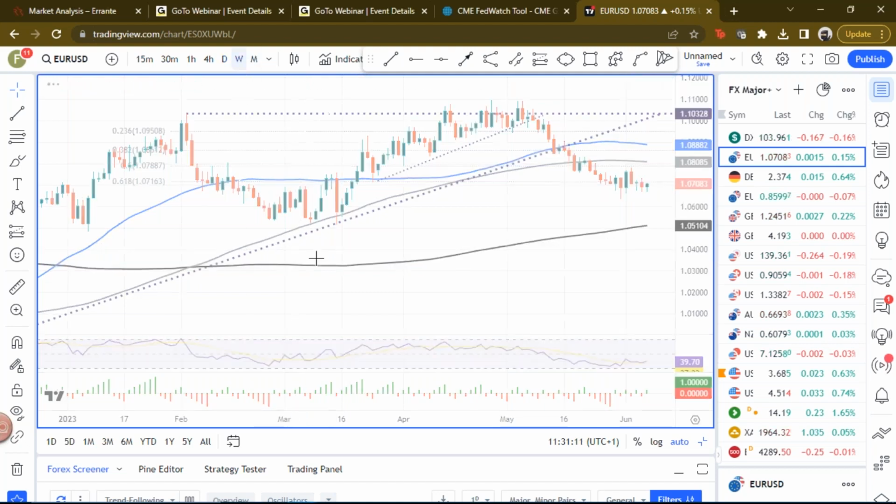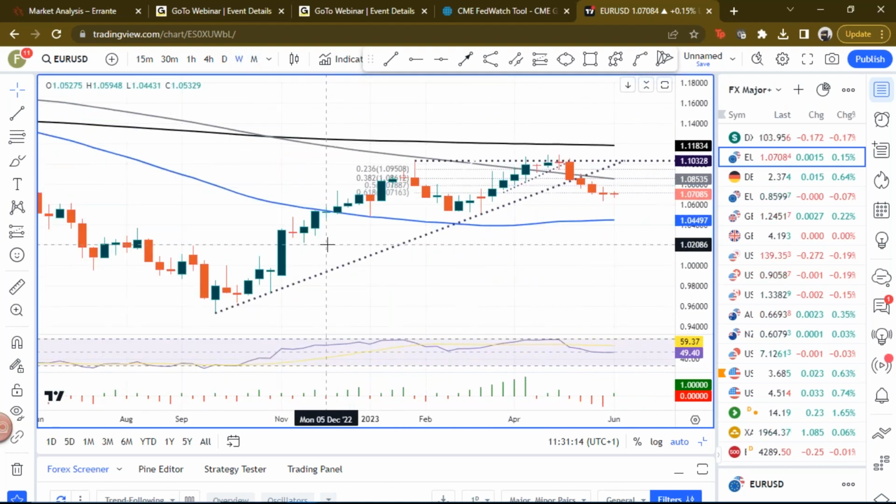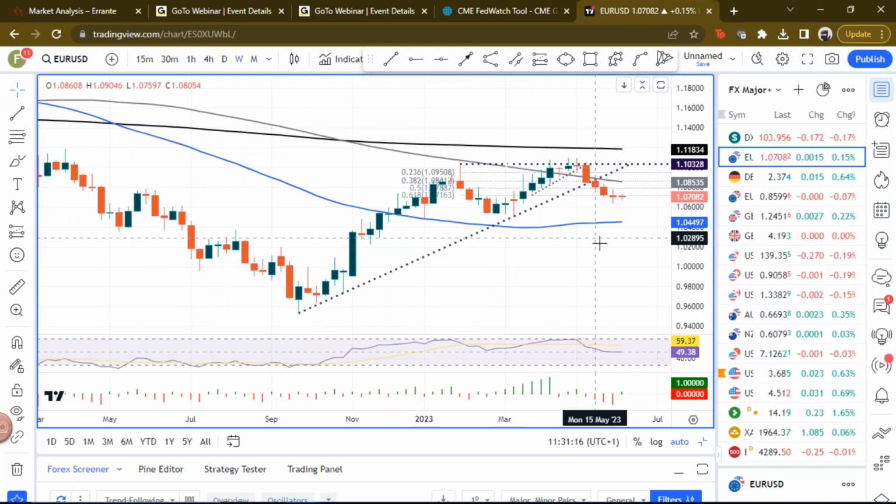If we just look at the weekly and expand it, we've had four consecutive weeks now of losses, kind of opposite to the DXY index, and we're now tracking just above those recent lows at 106.35, a narrow range week so far, an inside week at the moment.